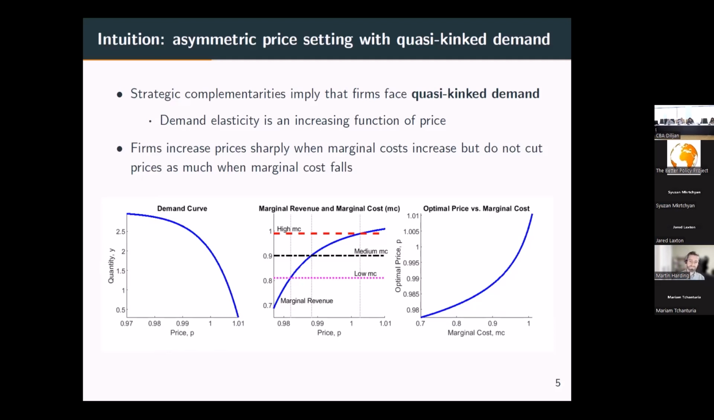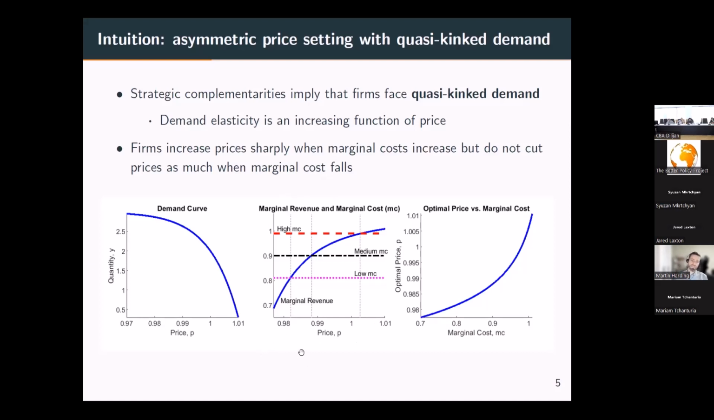Okay. Now, what's the implication of that? This implies that the marginal revenue of the firm is going to be a concave function of price. And this is what you see in the middle chart here.